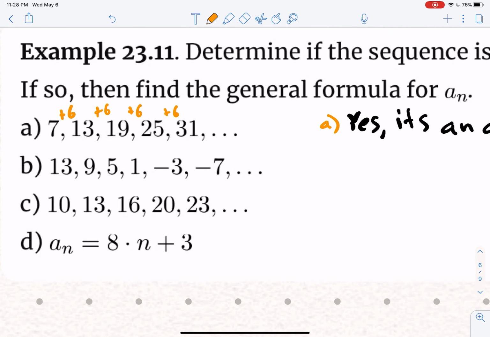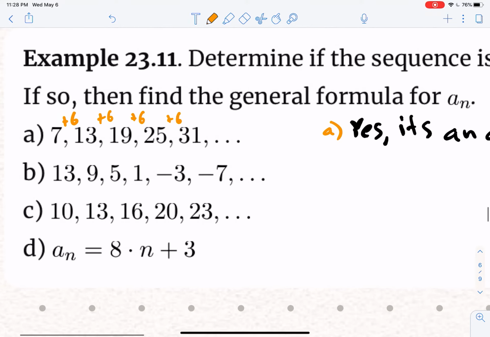So 13 to 9, here we're not adding, we're subtracting, and in fact we're subtracting 4, it looks like. So I'm going to put a minus 4 in between. To get from 13 down to 9, we subtract 4. To get from 9 down to 5, we subtract, once again, 4. 5 down to 1, we subtract 4.